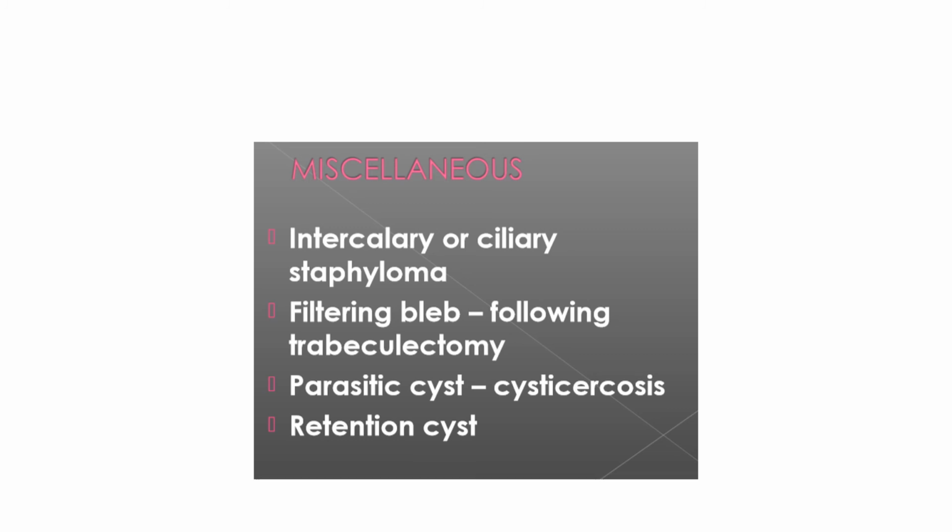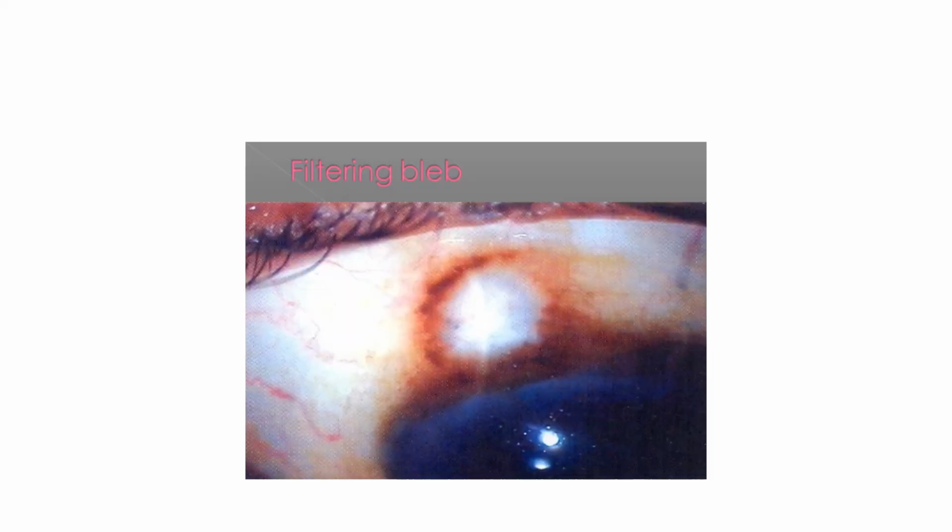Second is filtering bleb. So after trabeculectomy, there is a swelling which is important also. So it's called a filtering bleb. So that can also be a differential diagnosis for the swelling at the limbus. Then there can be a parasitic cyst like cysticercosis. There can be a retention cyst. This is a picture of the post trabeculectomy filtering bleb.